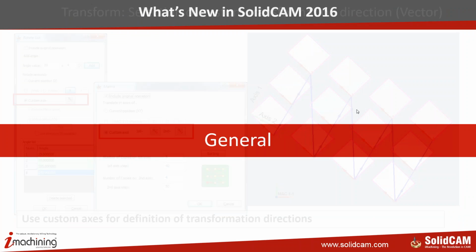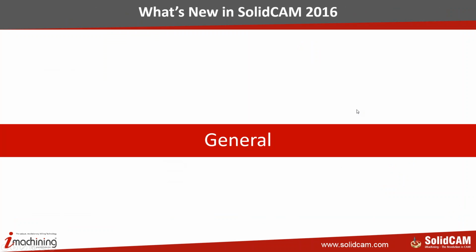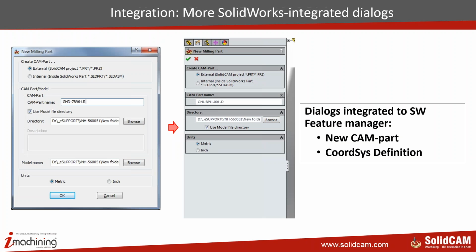Now there are a few more points I'd like to bring out. We have two general points I'd like to mention. One is that we have a new dialog for when we create a new part, a new project. If you remember, our old dialog was this window that covered over the part. Now our new dialog is in the SolidWorks tree on the left-hand side, so your part is always visible.